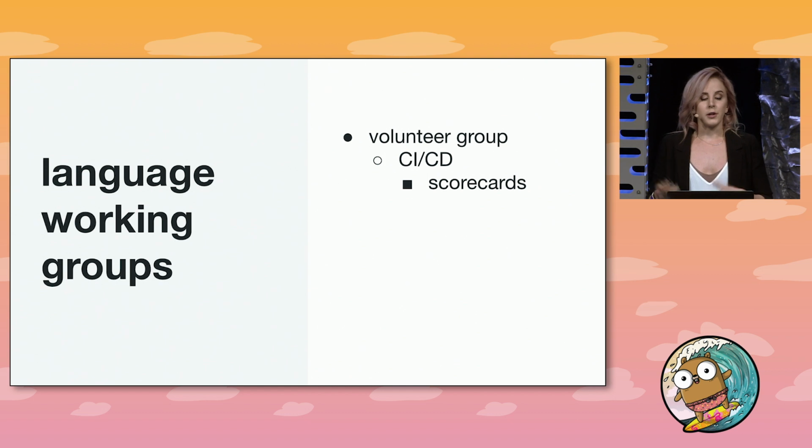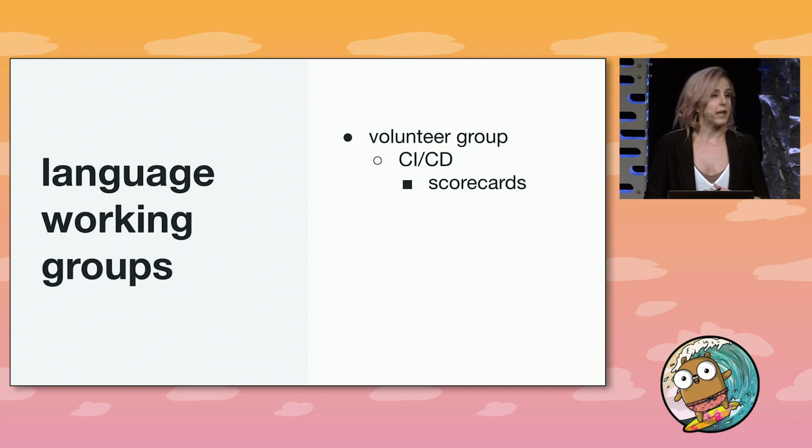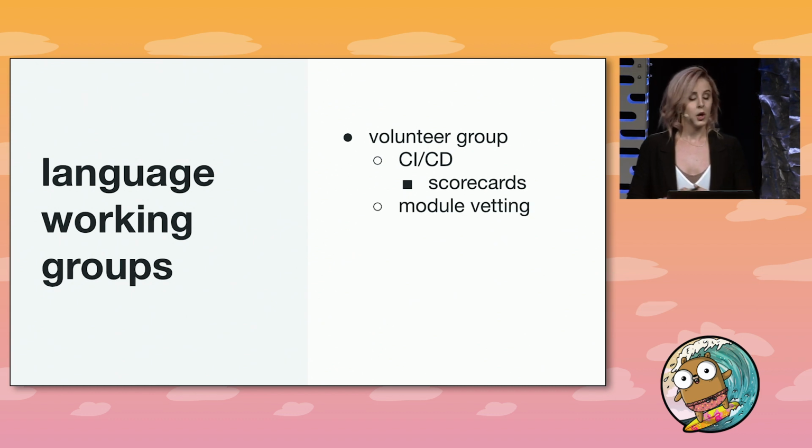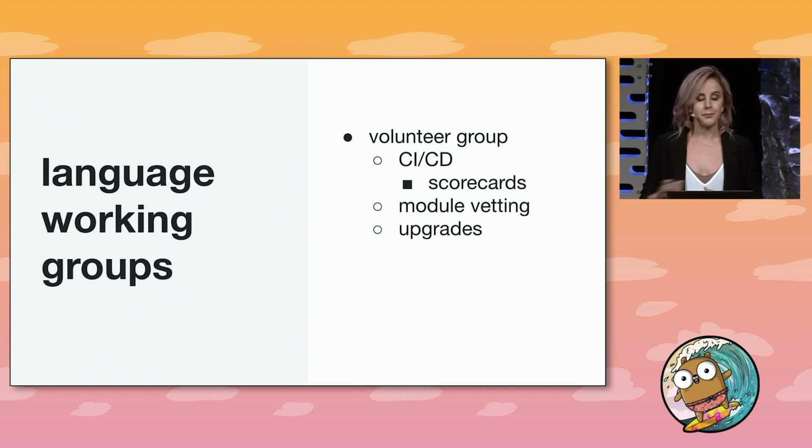This work also included defining a scorecard for each language. Those scorecards were filled out at build time using static code analysis and were reported up to our SLO dashboards. We also focused on module vetting. So this was identifying and evaluating all of our current internal modules.